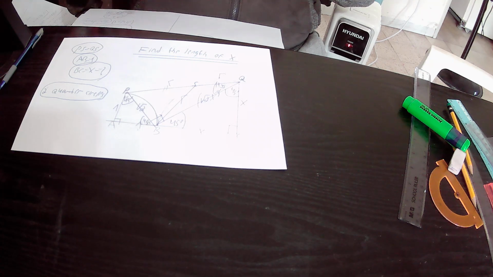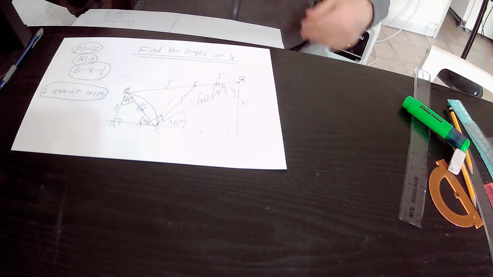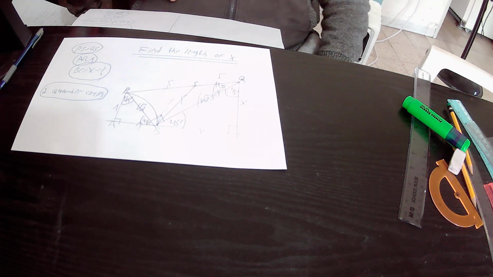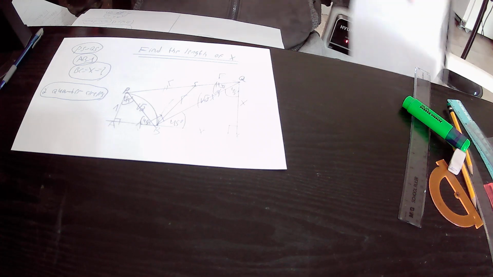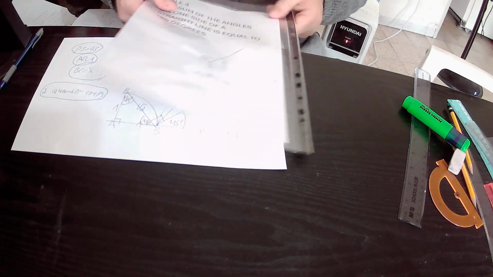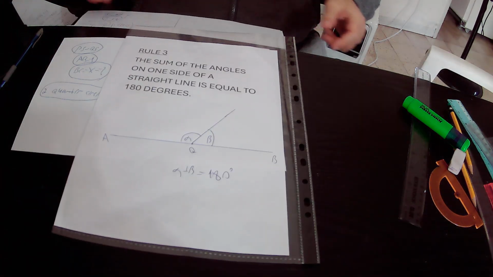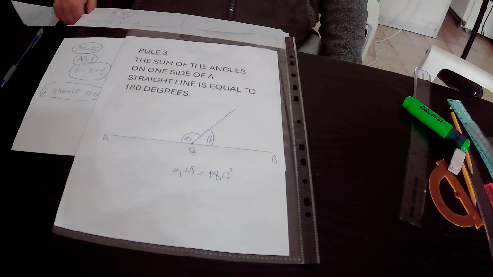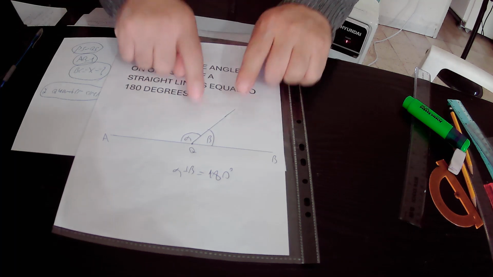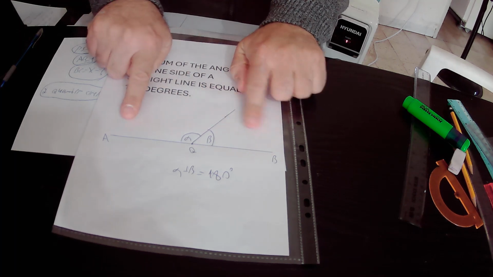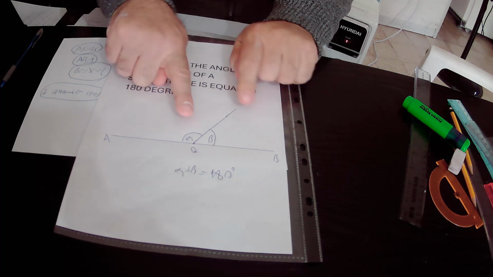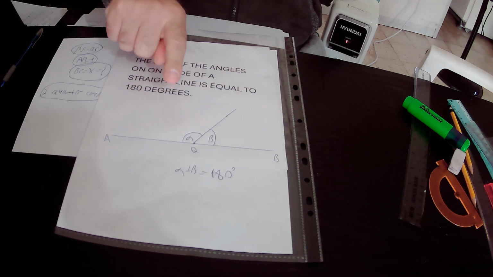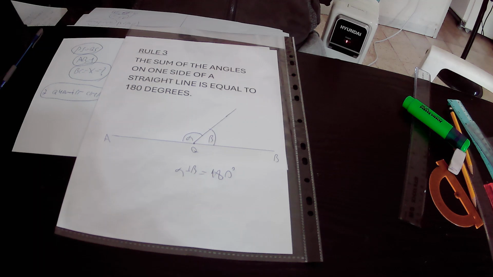Then we have rule number 3. I presented to you rule number 3 and we implemented rule number 3 in our drawing. According to rule number 3, the sum of the angles on one side of a straight line is equal to 180 degrees. So here we have the straight line AB. If we focus on the upper side of the straight line AB at point Q, here the sum of the angles must be equal to 180 degrees according to this rule number 3.